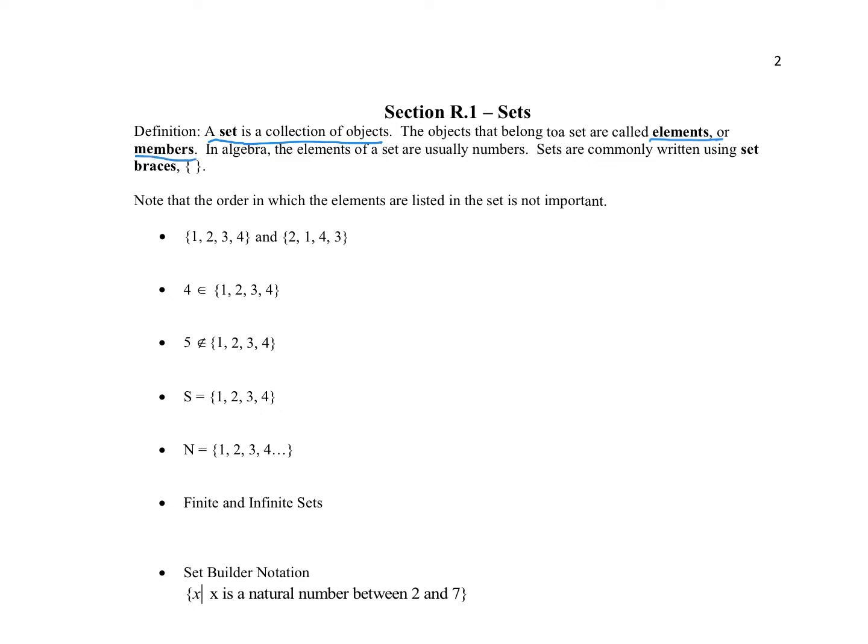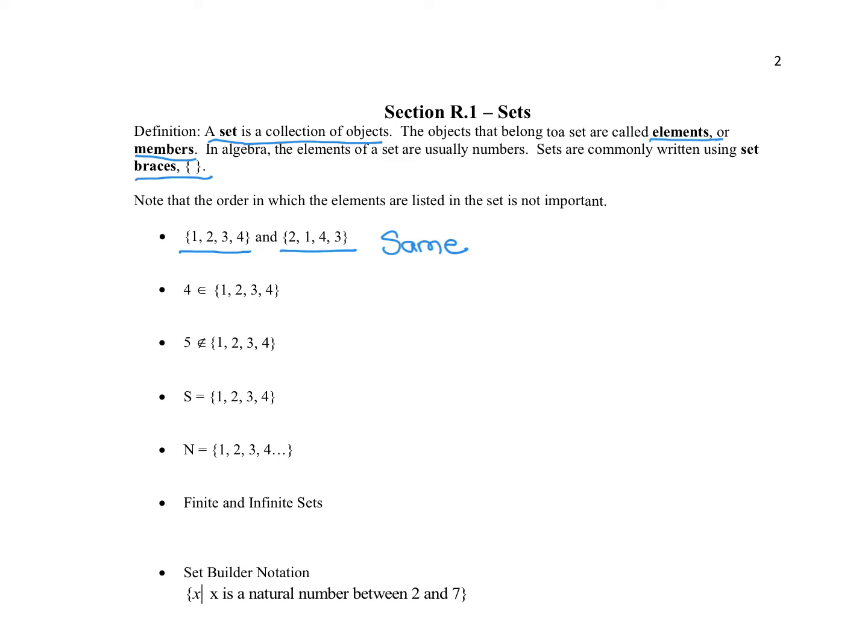We use these braces right here to denote that it's a set. So right here we have a set that contains the numbers 1, 2, 3, 4, and then this one is 2, 1, 3, 4, which are the same thing. Order doesn't matter. These are exactly the same.